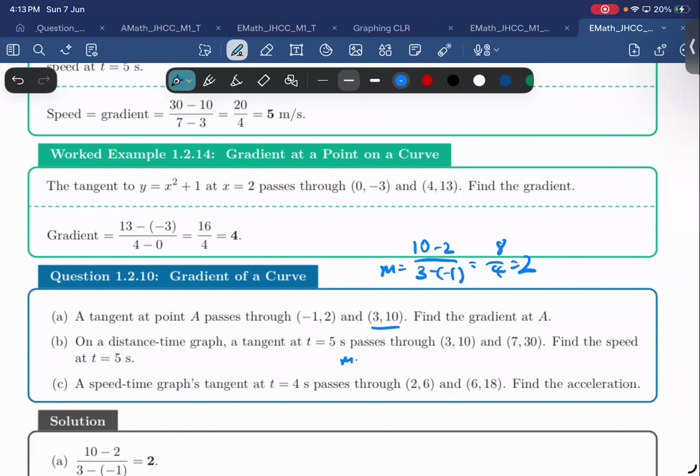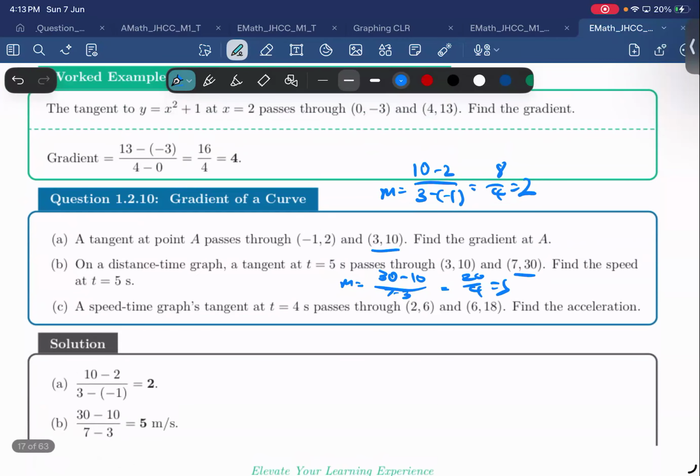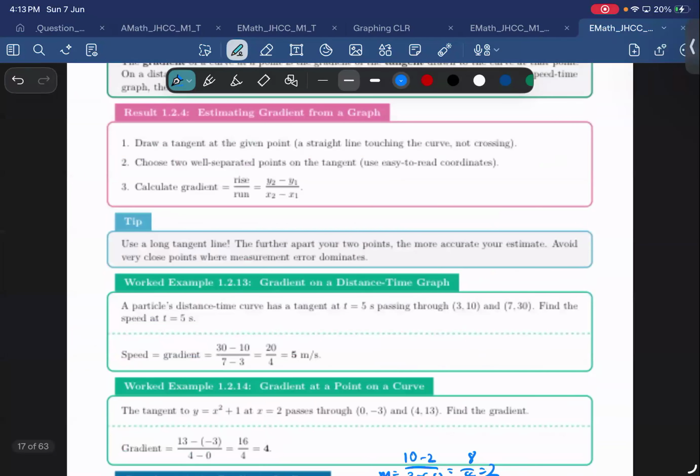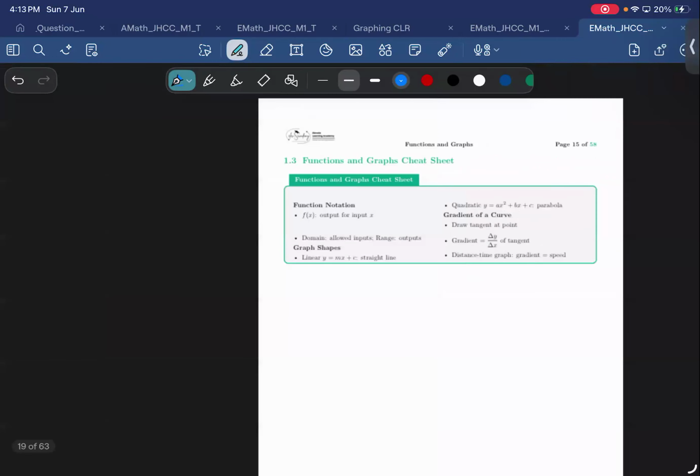So the gradient here, we use the second point, 30 minus 10 over 7 minus 3. So 20 over 4, which is 5. In this case, because it's speed, then you write units meters per second. The last one, if you take a look at it, is also the same idea. It's essentially just the gradient.